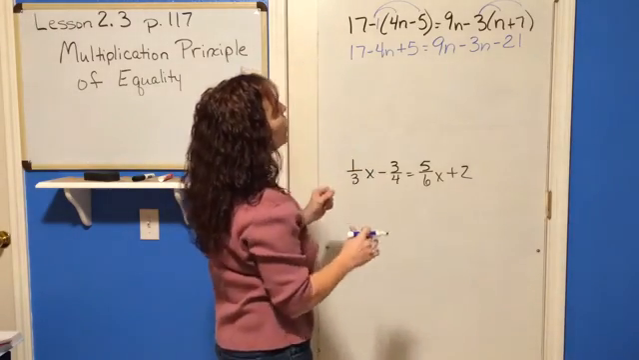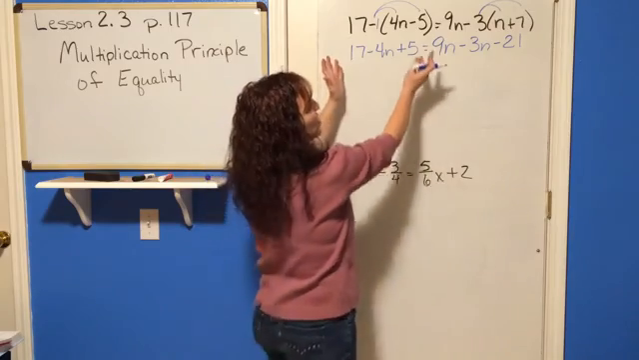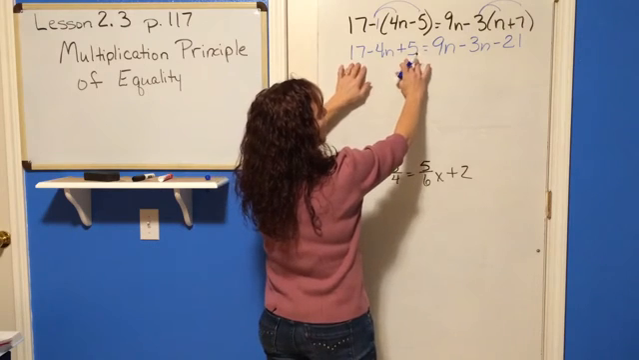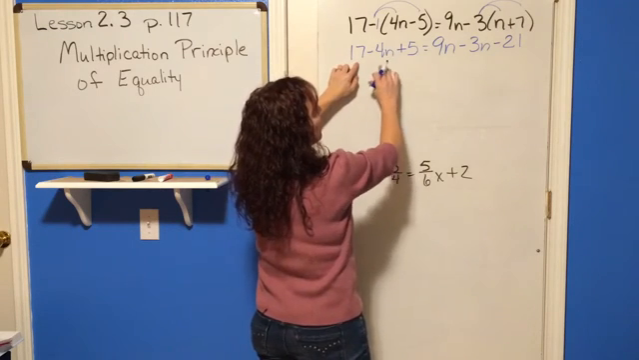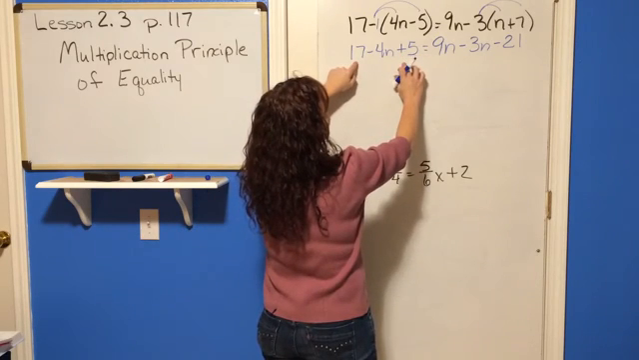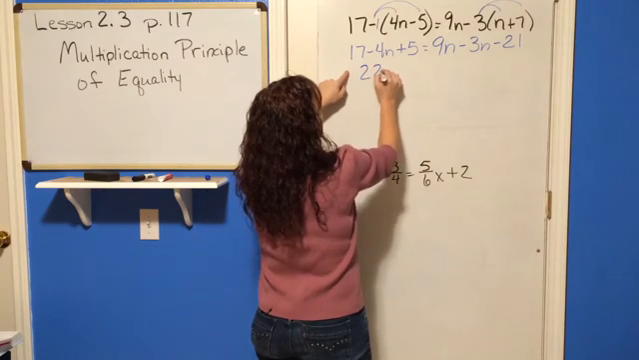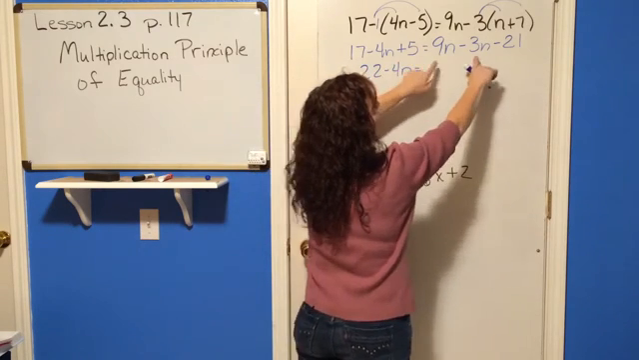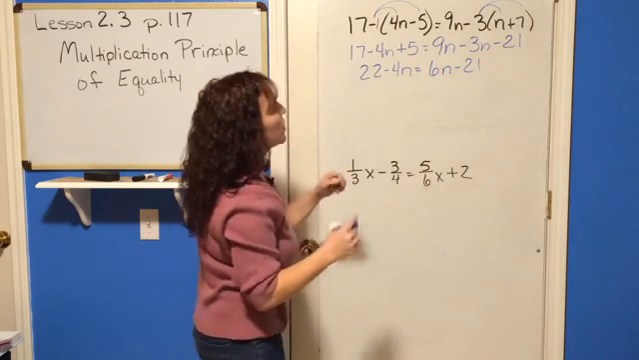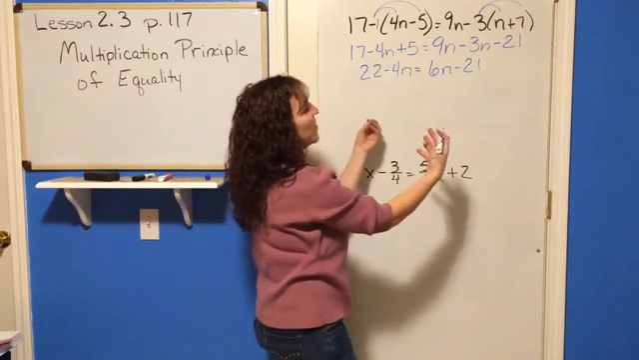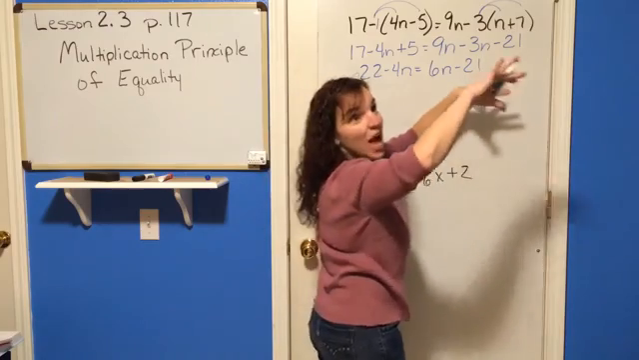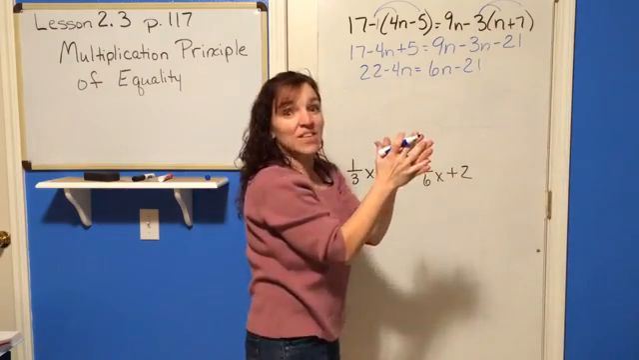Okay, so now the next thing is to start on either side of the equation and simplify what you've got. You've got two terms that are constants and one that's a variable. So put your constants together. 17 plus 5 is, what is that? 17, 18, 20, 22. Minus 4n equals 9 minus 3, which is 6n, minus 21. Now all we have is a constant term and a variable on each side. So now we can start putting them together on the same side of the equation.